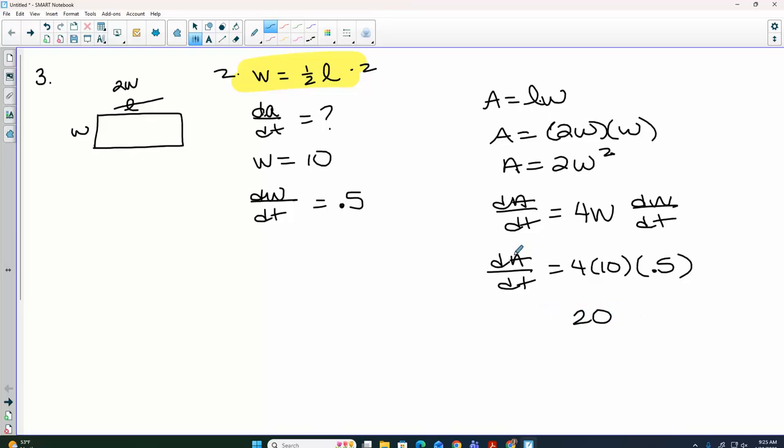Units, area is always squared, so we are in centimeters, so square centimeters. Time was in seconds. So it tells me that at that instant, the area is increasing 20 square centimeters per second.